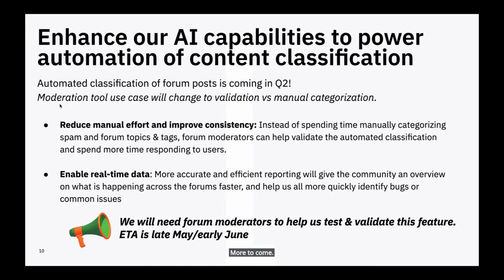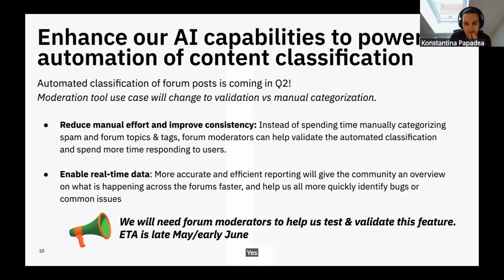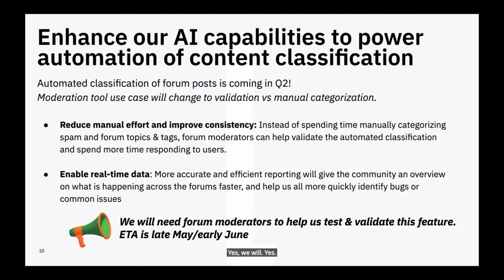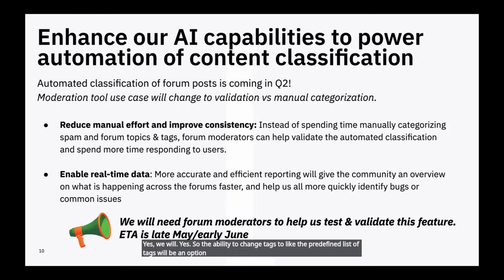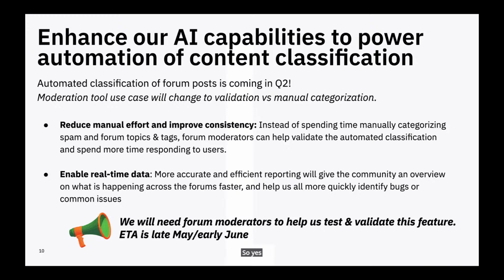Yes, we will. The ability to change tags to the predefined list of tags will be an option. The ability to add new tags, we don't know the final process. We're hoping to build that into the tool so that you don't have to reach out through a Google form or through Slack or Matrix to get a tag added. Instead, it would all just be within the platform itself. So that's another use case that we're working through just to make it easier within your workflow. So yes, many improvements to come.